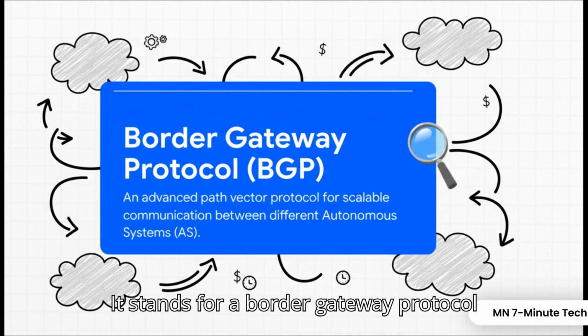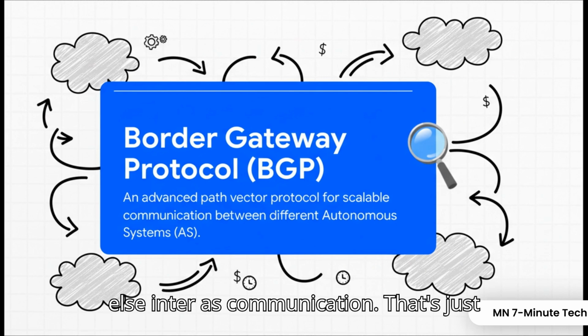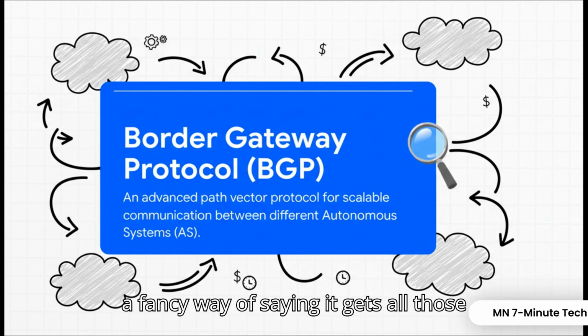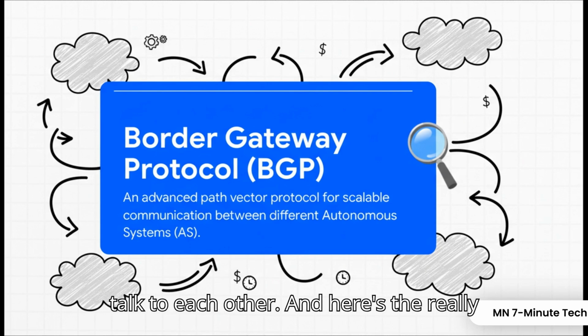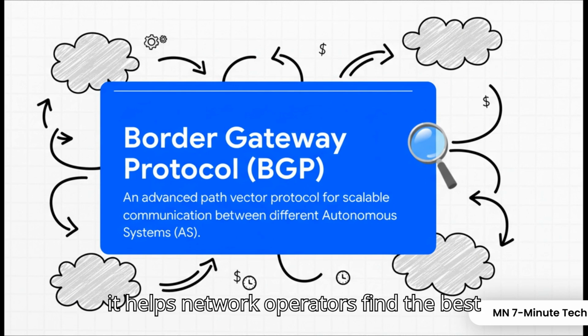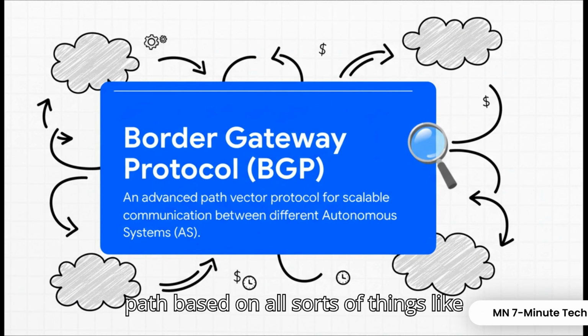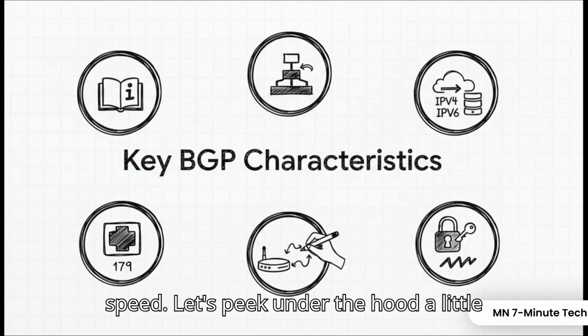It stands for Border Gateway Protocol, and it's built for one thing above all else: inter-AS communication. That's just a fancy way of saying it gets all those thousands of independent networks to talk to each other. And here's the really cool part. It doesn't just find any path. It helps network operators find the best path based on all sorts of things like company policies, cost, and of course, speed.